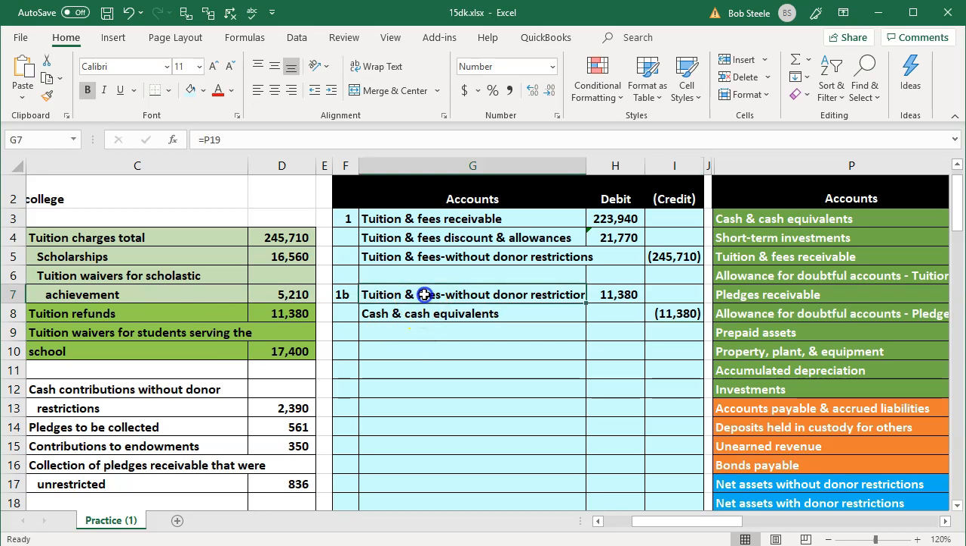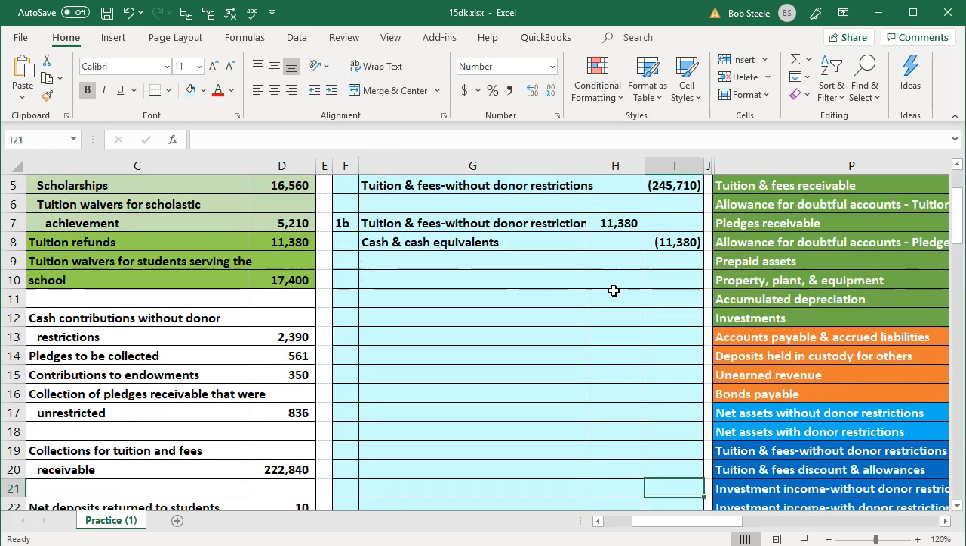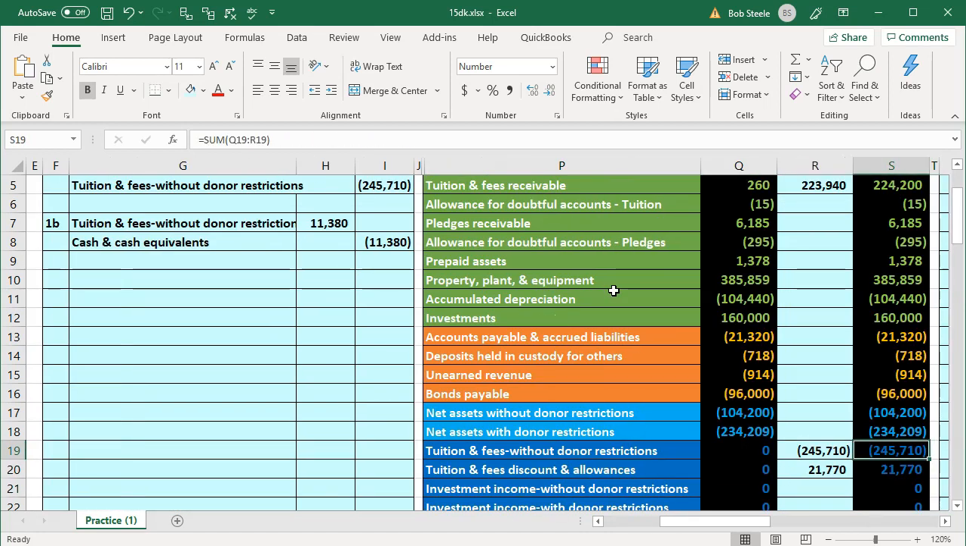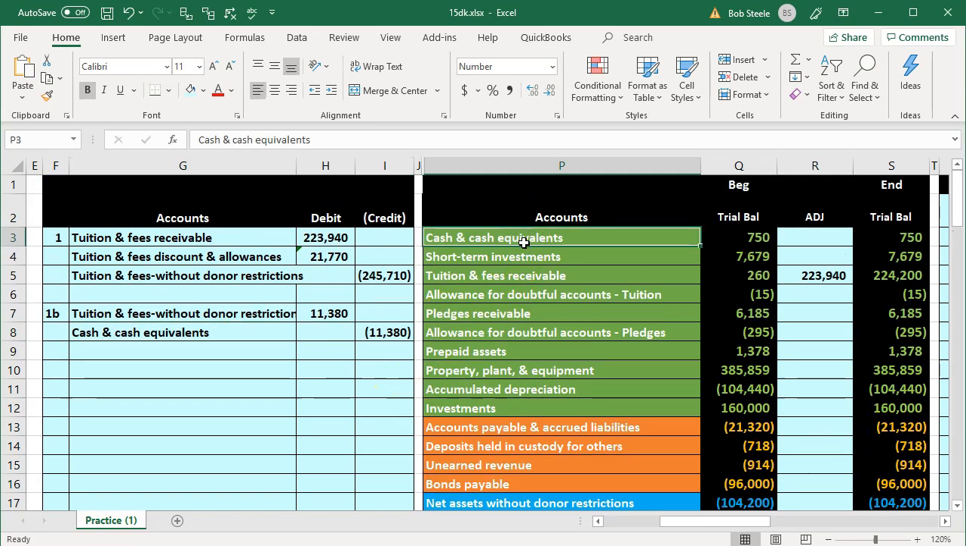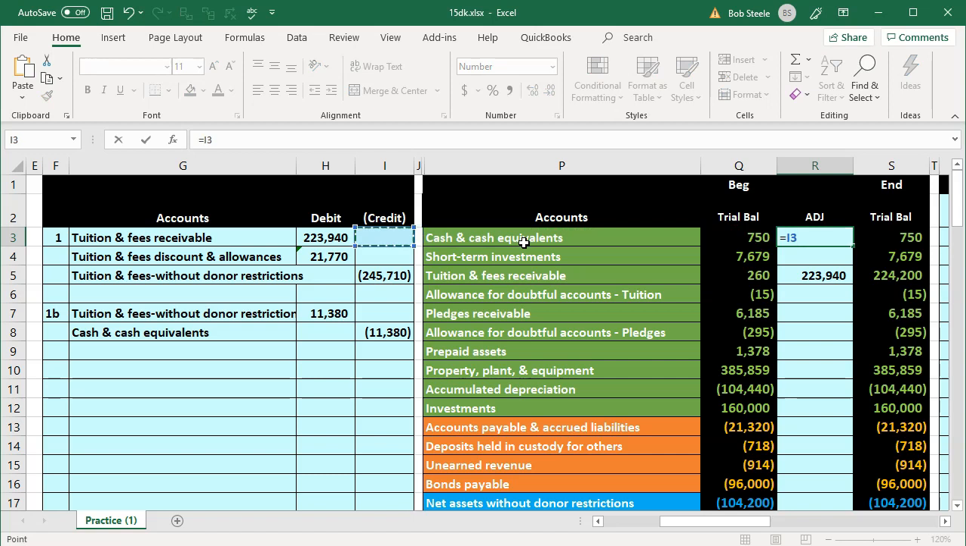Now we're going to post this out. We have the tuition and fees without donor restrictions. I'm going to scroll back down where we have the tuition and fees without donor restrictions. We are in cell R19. I'm going to double click on R19, go to the end of it, say plus, then point to that 11,380 and enter. Then we have the cash and cash equivalents, which of course is going to be our top account, our first account, our favorite account, cash here, is going to be in R3, where we will say equals, scroll over and point to that 11,380.